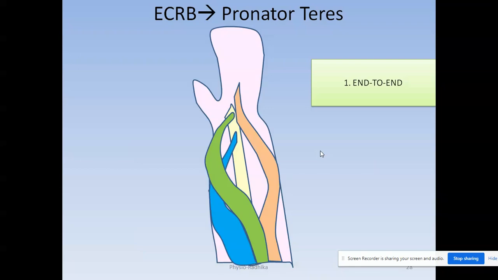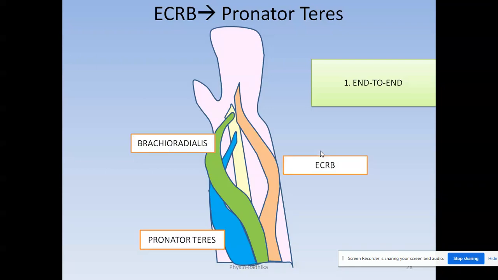Looking into end to end, we already know the anatomy that pronator teres lies beneath the brachioradialis. In end to end, it is again taken above the brachioradialis and attached to the end of the extensor carpi radialis brevis to carry out the action of extension of the wrist in the radially deviated position.